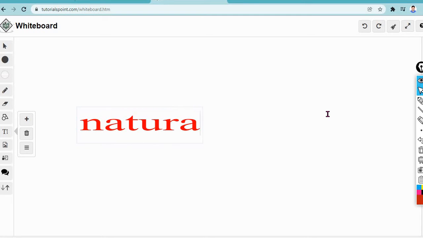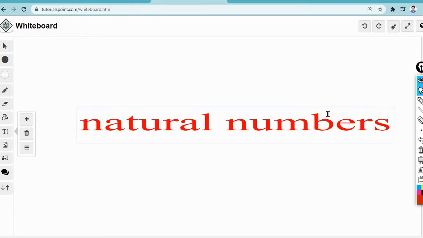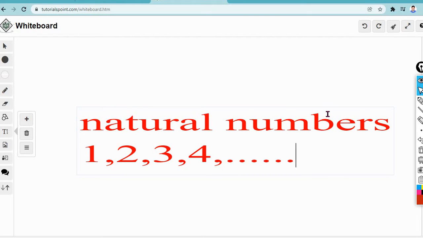What are natural numbers? All counting numbers are natural numbers. Suppose I give you some books for counting. Where will you start counting? Definitely you start counting from 1. So 1 is a natural number. Second natural number is 2, 3, 4 and so on. So counting numbers are called natural numbers.